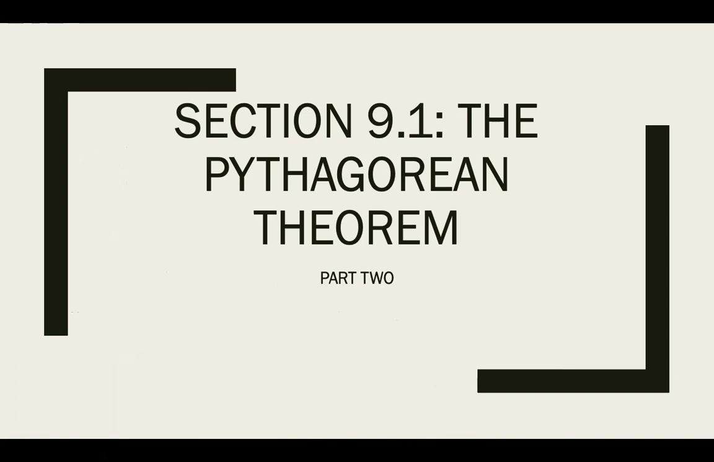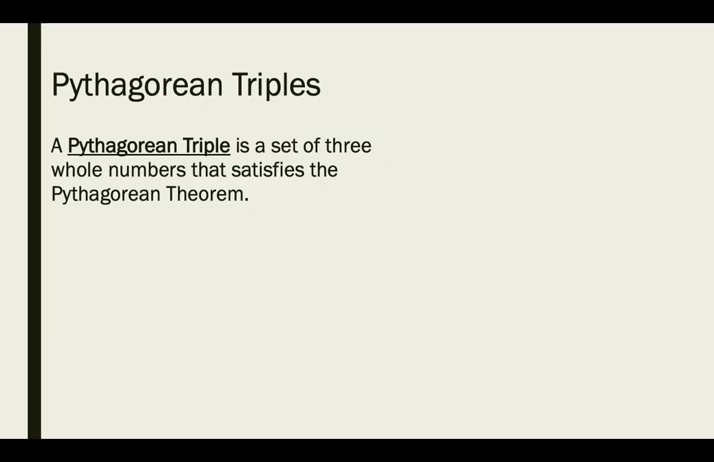All right, this is video number 2 for the Pythagorean theorem. This is going to cover some other uses for the Pythagorean theorem. And the first thing we're going to talk about is a Pythagorean triple. A Pythagorean triple is a set of 3 whole numbers that satisfies the Pythagorean theorem.